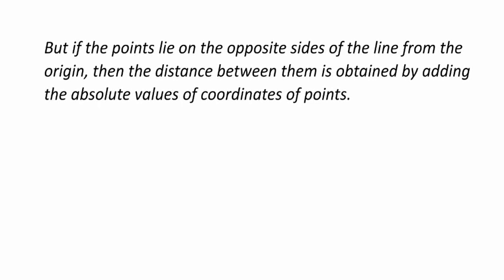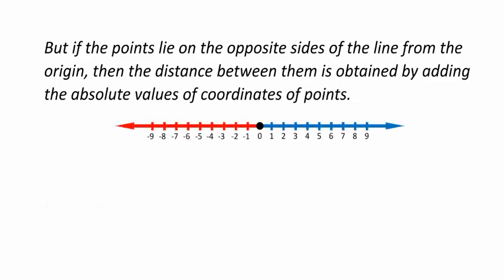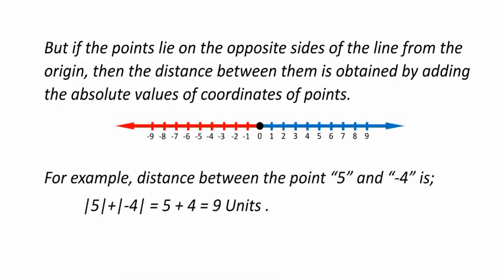But if the points lie on the opposite sides of the line from the origin, then the distance between them is obtained by adding the absolute values of coordinates of points. For example, distance between the point 5 and -4 is absolute value of 5 plus absolute value of -4, which is 5 plus 4, that is 9 units.